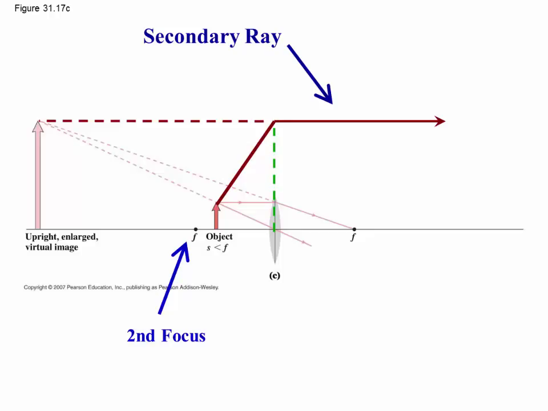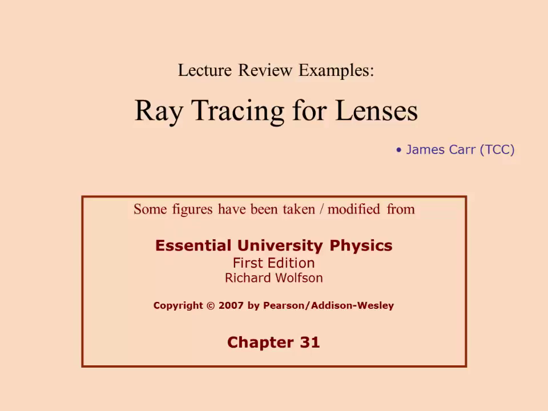This is a geometrical construction. The rays don't have to actually go through the lens itself when you're doing the construction. They just show where the ray would go if the lens was big enough for that light to go through the lens. Okay, so as before, these pictures are taken from our textbook. In many cases, they've been modified to make them work better for our purposes here.